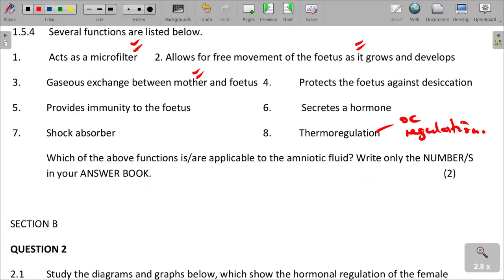Which of the above functions is applicable to the amniotic fluid? Write numbers in your answer book. We are saying the amniotic fluid, I had already mentioned some of the points there, it allows free movement of the fetus as it grows and develops. So we can say number 2. The amniotic fluid allows that to occur.